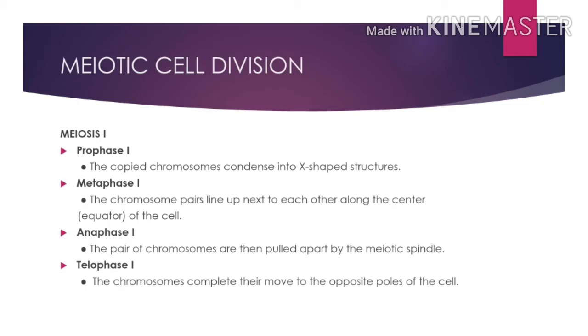Meiosis 1 contains prophase 1, metaphase 1, anaphase 1, and telophase 1. Prophase 1 is when chromosomes condense into X-shaped structures, while metaphase 1 is when the chromosome pairs line up next to each other along the center of the cell, which is the equator. Anaphase 1, the paired chromosomes are then pulled apart by the meiotic spindle. And telophase 1 is when the chromosomes complete their move to the opposite poles of the cell.